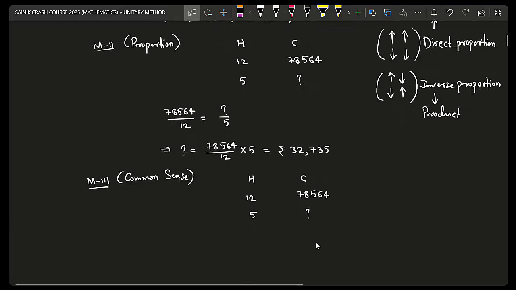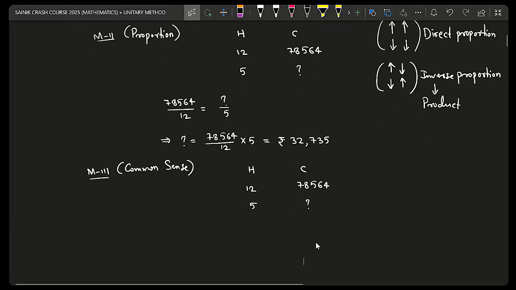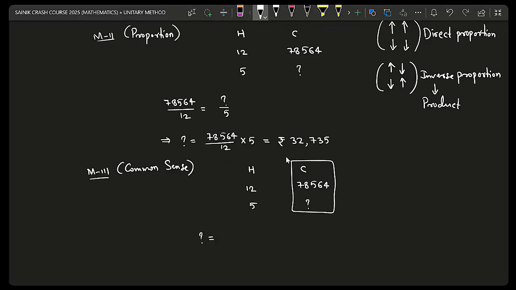So in common sense method, what is the first step we do, Shriyansh? Sir, we check whether the answer is low or high. First of all, we write question mark is equal to, in this column of question mark, what is the related number? 78,564. Now just use your common sense, all of you. 12 articles cost 78,564. 5 articles cost will be less or more?